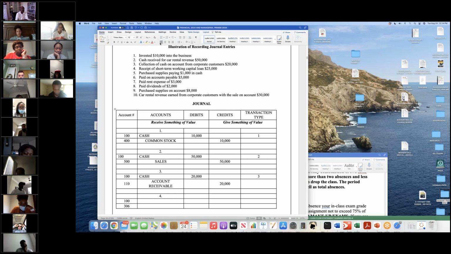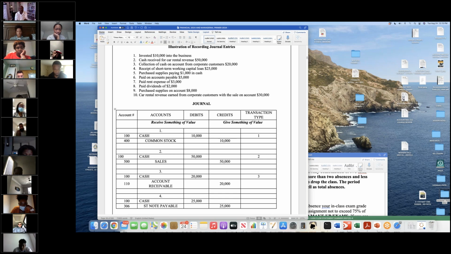So I'm going to debit cash, and I'm going to credit short-term note payable. And our amount was what, 25,000. And our type was what? It's a 5, correct?